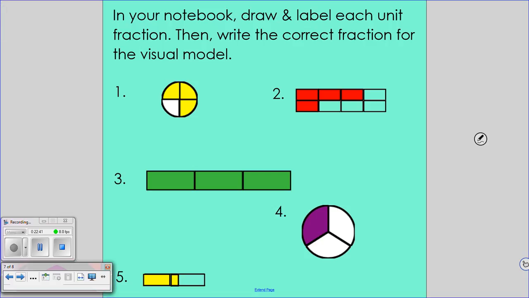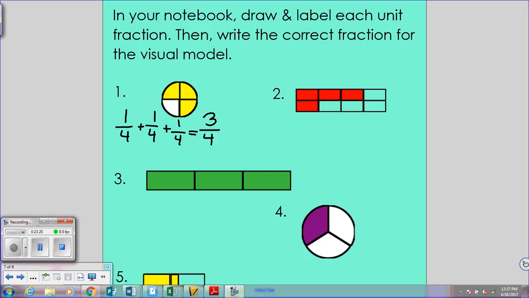Matthew? 1/4 plus 1/4 plus 1/4 equals 3/4. Beautiful. This is exactly what you need to do for 1, 2, 3, 4, and 5. Okay? They need to be drawn. And you need to tell me the unit fraction sentence and the correct fraction.